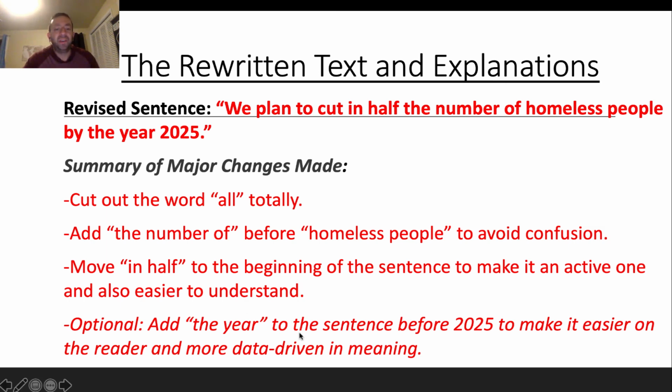I added the year to the sentence before 2025. So the year before 2025 in the sentence to make it easier on the reader and more data-driven in its overall meaning. So I wanted to make it easier on you as a non-native English speaker to understand this because it's based out of the United Kingdom, this kind of advertisement I saw. And I thought, while it isn't bad, it could be confusing to voters.